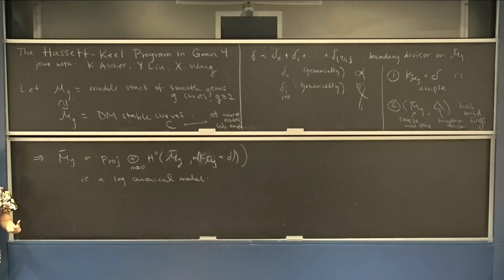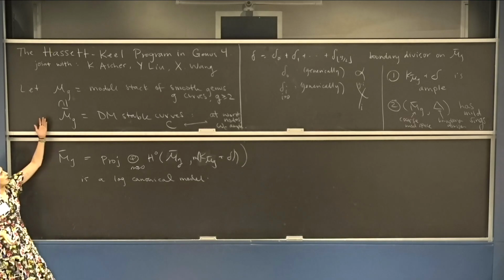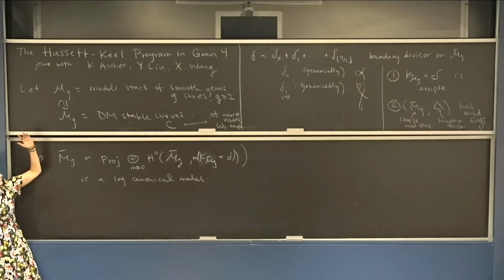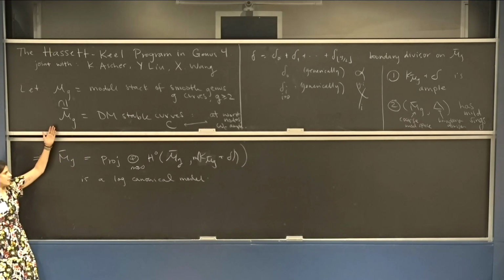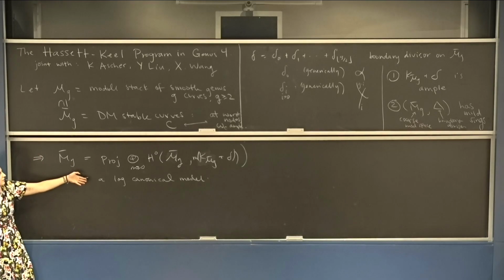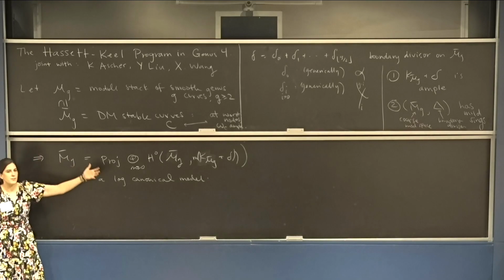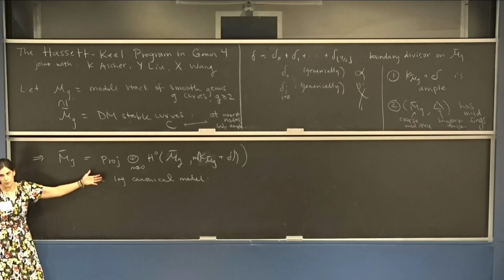So this is one way to interpret M_g bar. M_g bar itself is a projective variety. It has this modular interpretation as a stack or a moduli space parameterizing stable curves, but it itself lives in the broader context of the minimal model program.